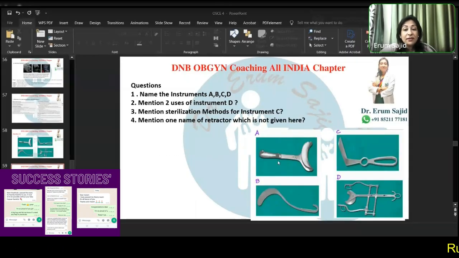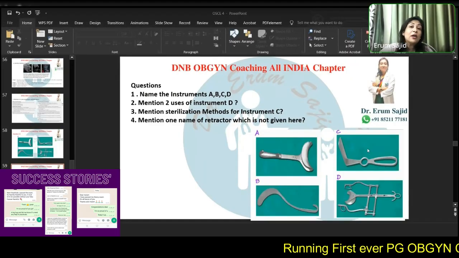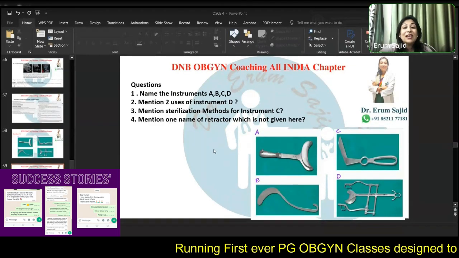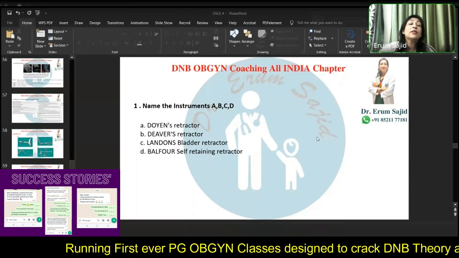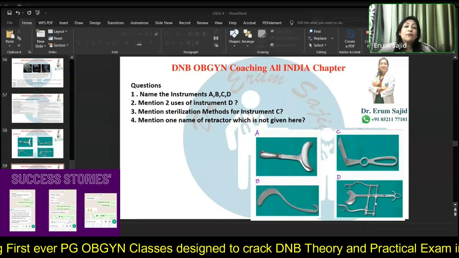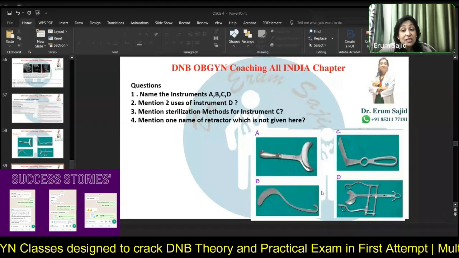So you know all these. This is Doyen's retractor. This one is your Deaver retractor. Of course, you must have used this one, but you must not be knowing the name. It's actually a bladder retractor, which we call Landon's retractor. If you work with any of your senior consultants, you must have heard them say Landon's many times. And of course, everybody knows this is the Balfour's retractor. This is self-retaining. And specifically, I asked about D.